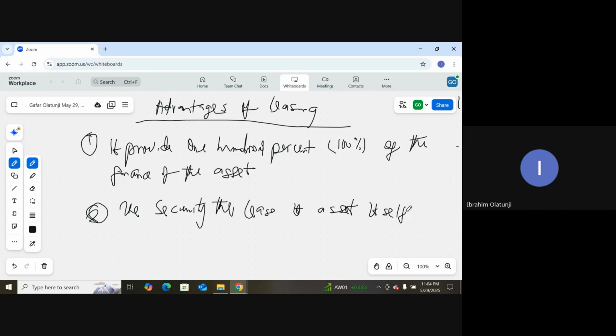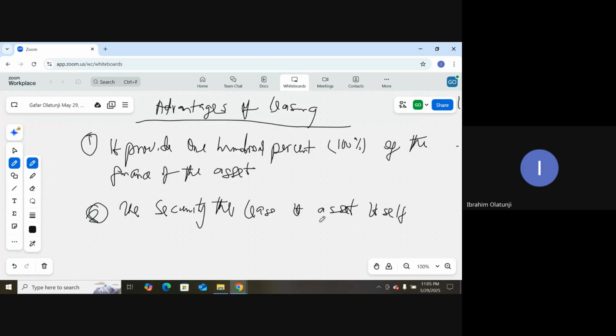Let's assume companies are looking for further debts, and they want to increase their debt capacity. They can use their properties as security. But when it comes to lease, you cannot use your company property as security for the lease. It means that the security for the lease is that asset itself. The asset that they want to lease is the security for the lease itself.